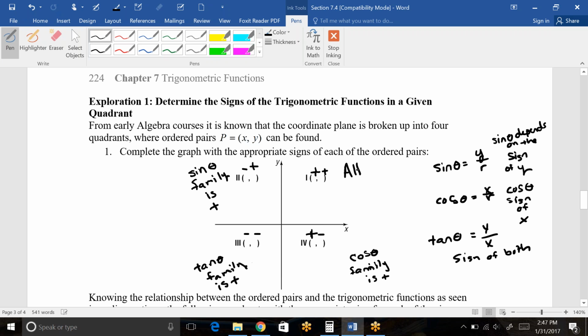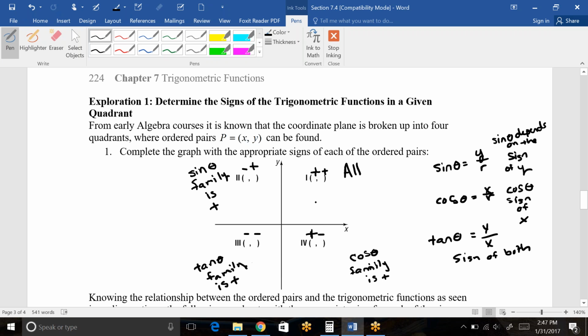So all trig ratios are positive in quadrant 1 if your angle falls within that quadrant. In quadrant 2, only things that are related to sine, so sine and cosecant. Tangent and cotangent are positive in quadrant 3, and cosine and secant are positive in quadrant 4. Or quadrant 4, not positive 4, sorry.